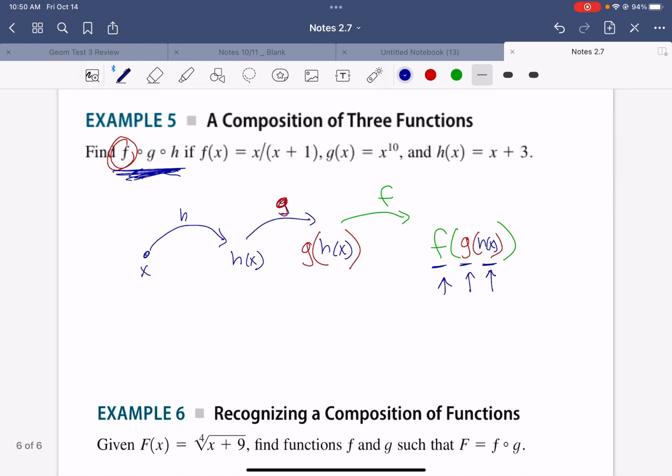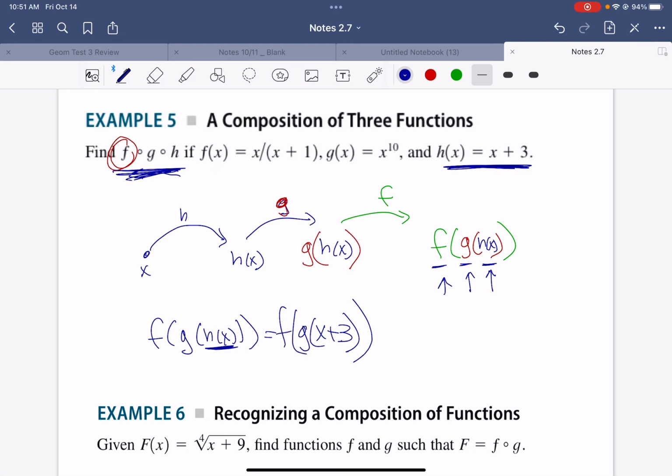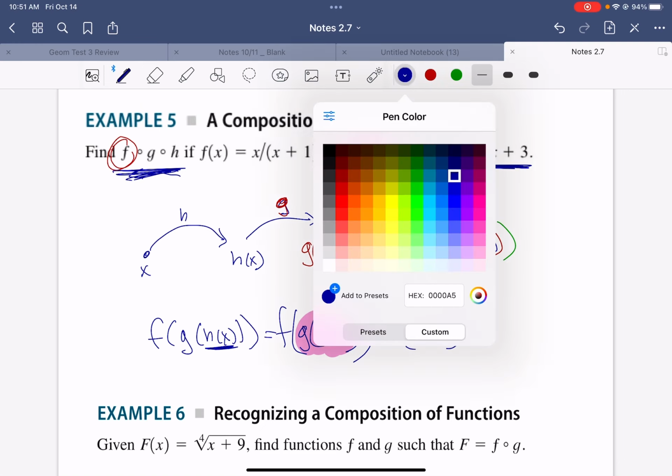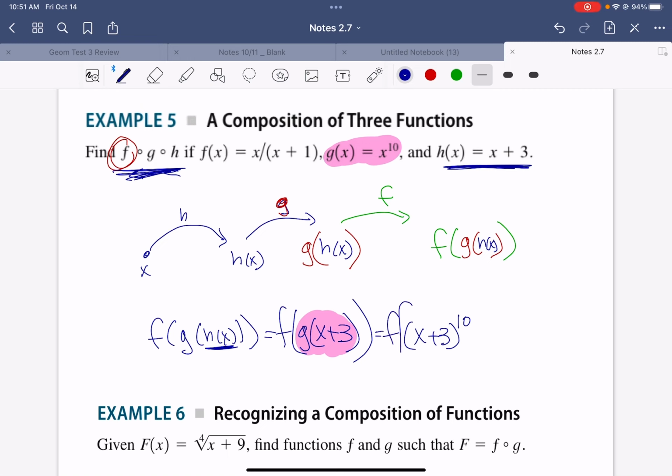So first you plug into g, and this is what it would give you. So f of g of h of x would be, first you plug into h and you get out x plus 3. Well, then you're going to plug it into g, and then you're going to take that answer and plug it into f. Well, what does g do to things? g takes anything you give it and raises it to the 10th. So it takes what we give it, x plus 3, and it raises it to the 10th. But remember, that is our output that now gets handed to the function f.